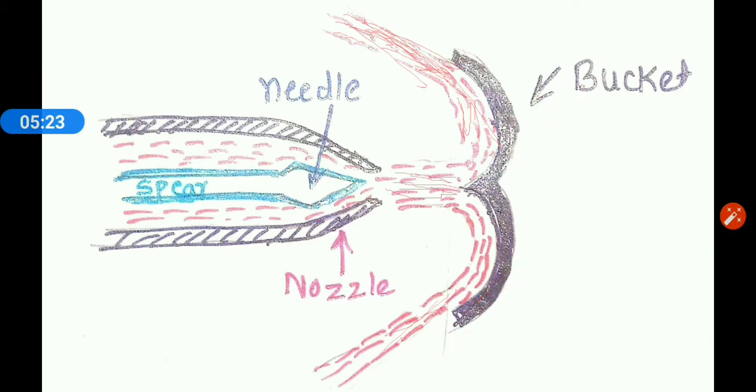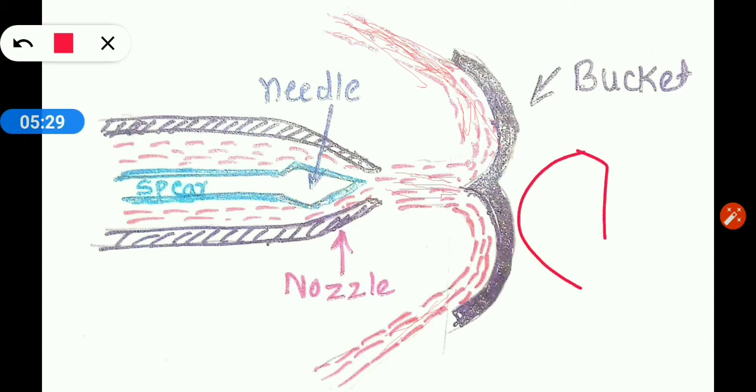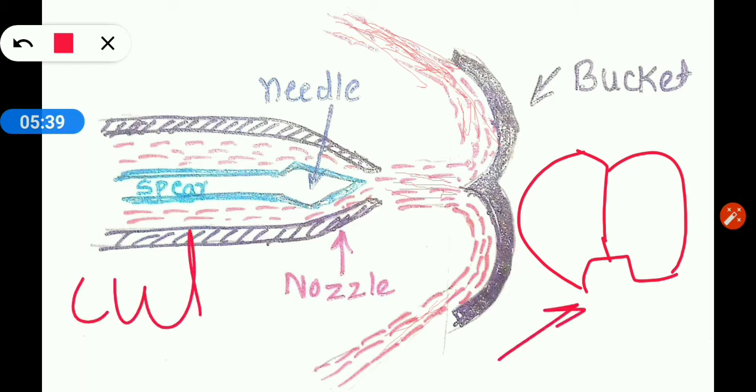Then the second thing is that if you draw the bucket once again here, just like this is the bucket, at the bottom a notch is provided here. So this is the cutout. You can call it a cutout, or you can call it a notch.